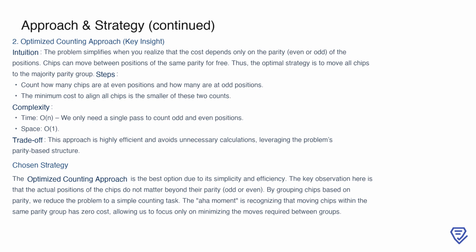First, count the number of chips at even positions and the number at odd positions. Since moving chips within the same parity group has 0 cost, the minimum cost to align all chips is simply the smaller of these two counts. This method has a time complexity of O(n), as it requires only a single pass through the positions to count odd and even chips.